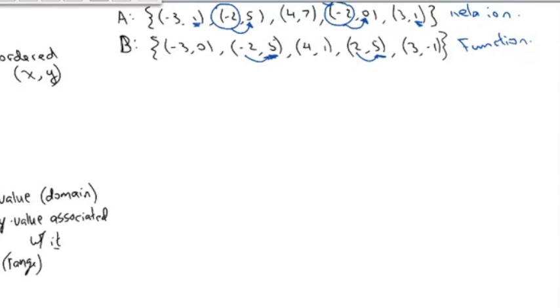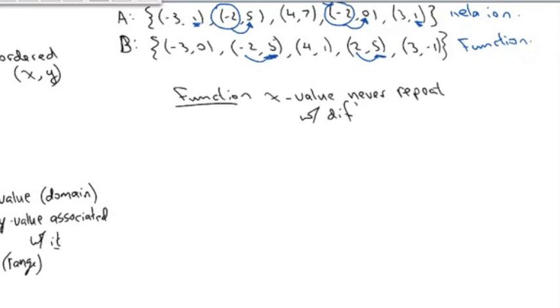So that's a good setup, but that leads into another definition of what a function is. What forced this one not to be a function, just by looking at it? The x repeat. The x's repeat. So a function can also be thought of as x values never repeat with different y values.